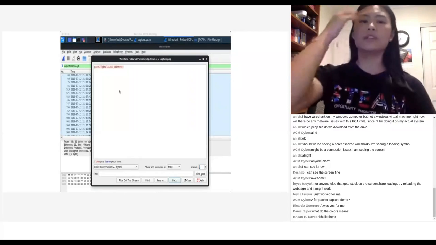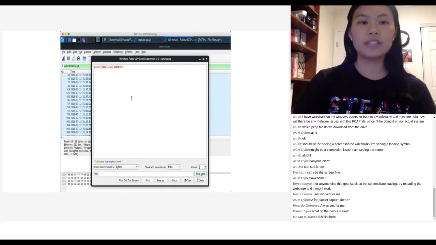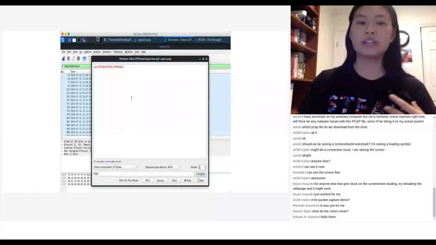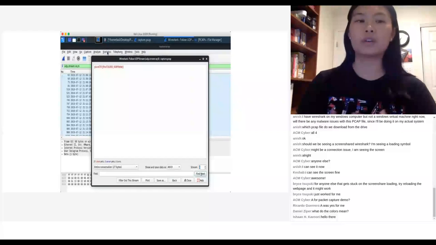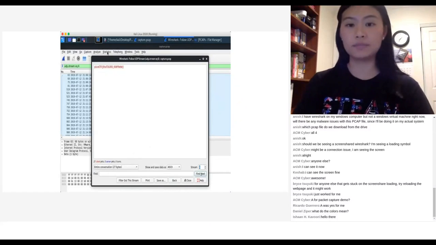But for now, if you guys are stuck and don't know where to start, a general rule of thumb is to look at the streams or look at specific statistics to understand what's going on in the packet capture, because there's no one set way of finding compromises on the system.